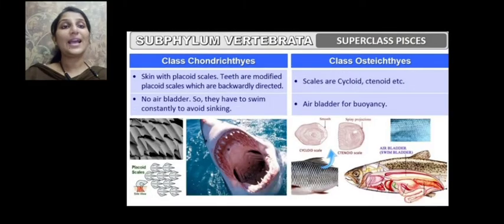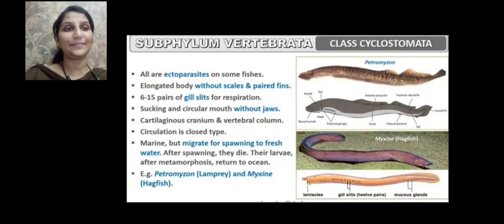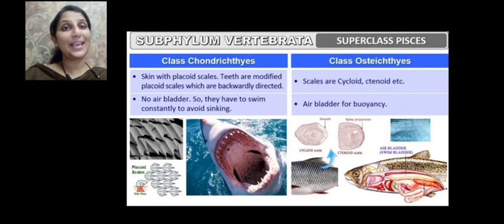The skin has placoid scales. These are the placoid scales. The skin is covered by placoid scales. And teeth are modified placoid scales which are backwardly directed. We can see the teeth are backwardly directed. Whereas the scales in the case of Osteichthyes are cycloid or ctenoid. For example, these are the cycloid and ctenoid scales.